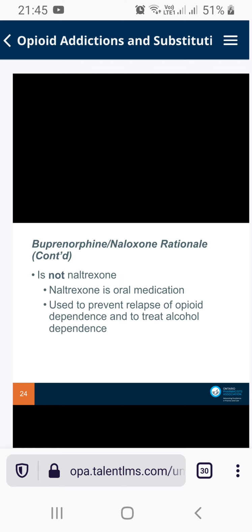Please note that naloxone, which is a rapid-acting antagonist that is also used to reverse opioid overdoses, is not the same as naltrexone, which is a longer-acting antagonist. This is usually used for alcohol use disorder as an anti-craving medicine. It tends not to be used for opioid use disorder in Canada.